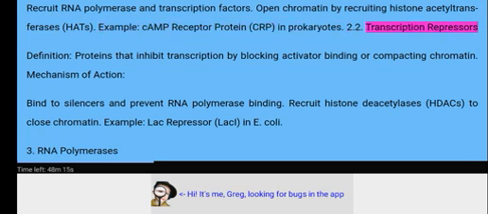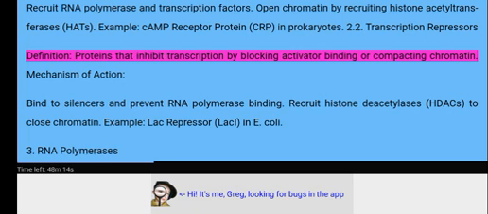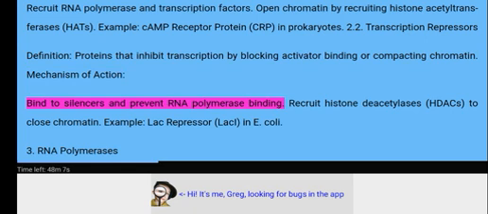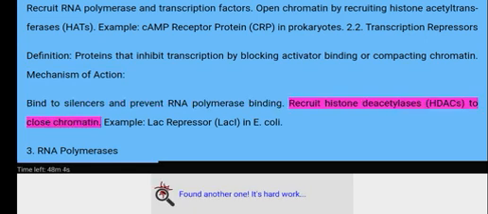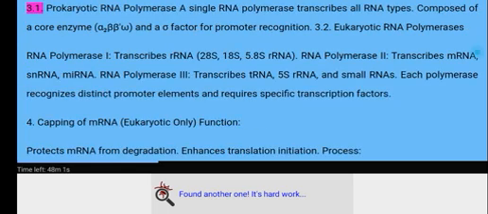2.2. Transcription repressors. Definition: proteins that inhibit transcription by blocking activator binding or compacting chromatin. Mechanism of action. Bind to silencers and prevent RNA polymerase binding. Recruit histone deacetylases, HDACs, to close chromatin. Example: lac repressor, LacI, in E. coli.